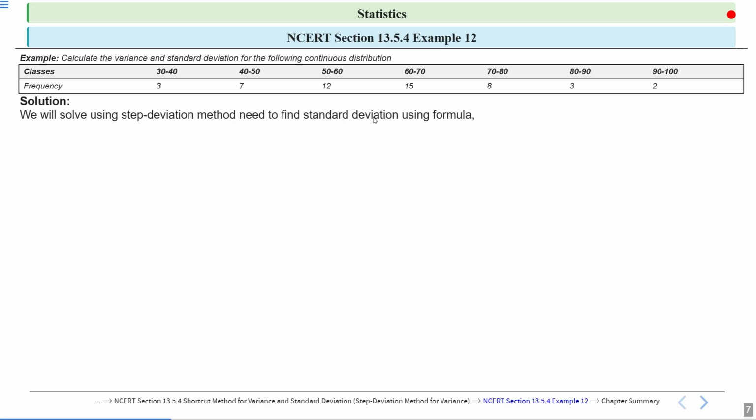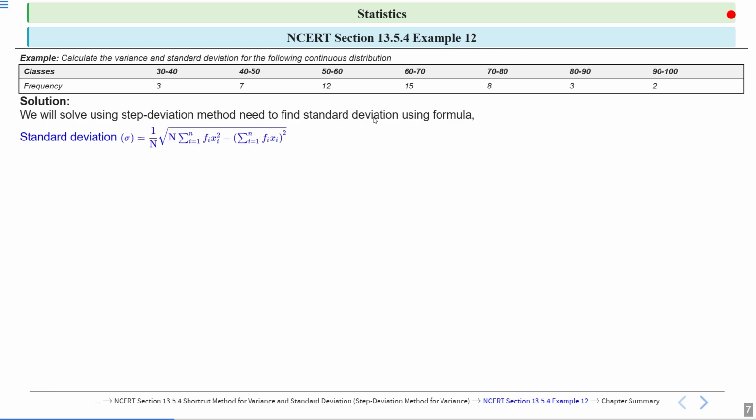Let's solve this. To solve this, we will use the step deviation method, which simplifies calculations when dealing with large numbers or grouped data. So we will focus on finding the standard deviation using a specific formula.